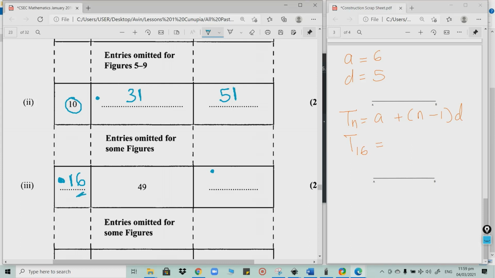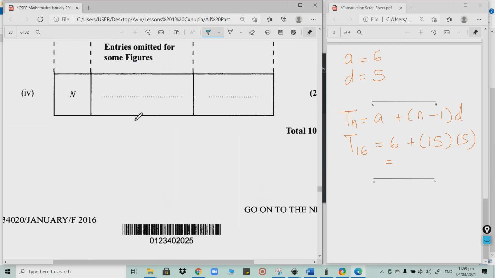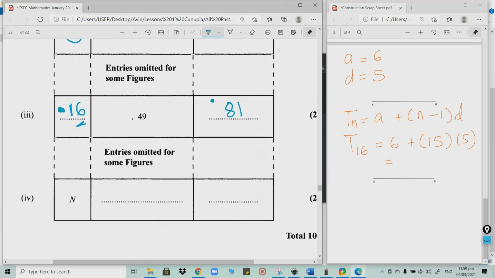A is 6 plus 16 minus 1. I think we can do this in our head now. 16 minus 1 is 15, and the common difference is 5. Let's just quickly work this out. 15 multiplied by 5 plus 6 is 81. Right, so we have that down. And now they're looking for the general formulas.